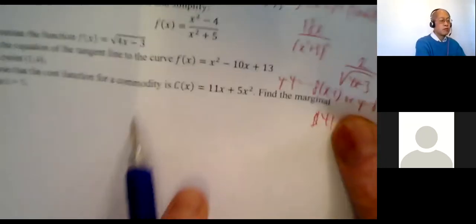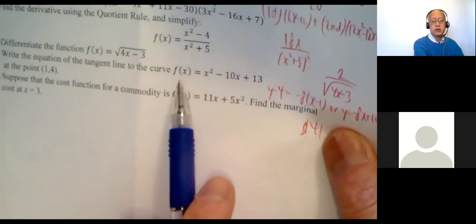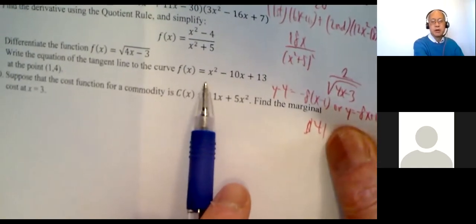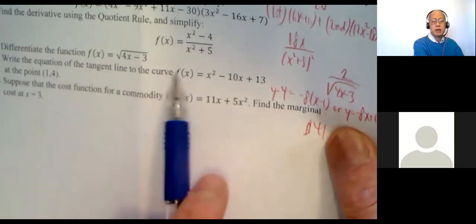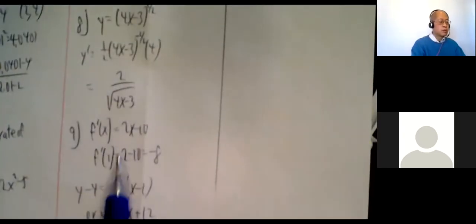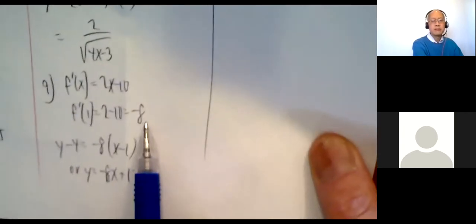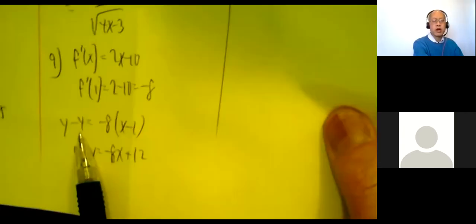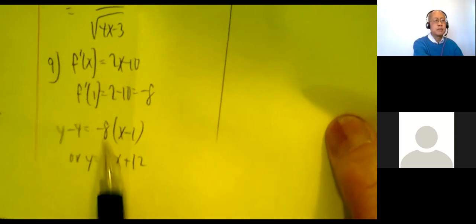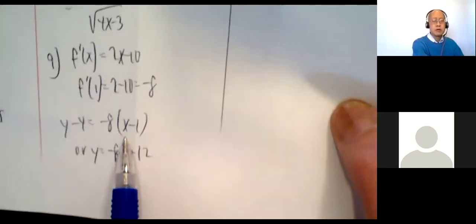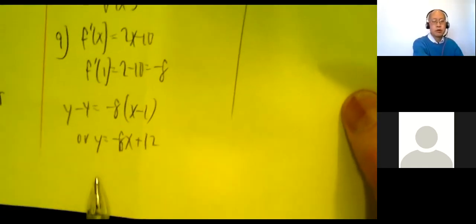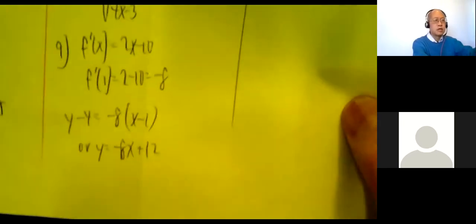Number 9, write the equation of the tangent line. So we know what that means. Derivative, use that point slope form. So the derivative is 2x minus 10. Plug in 1, I get negative 8. So y minus y1, y minus 4 equals m times x minus x1. You could leave it like that. Or if you want to clean it up, y equals negative 8x plus 12.